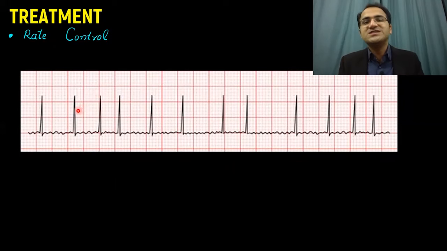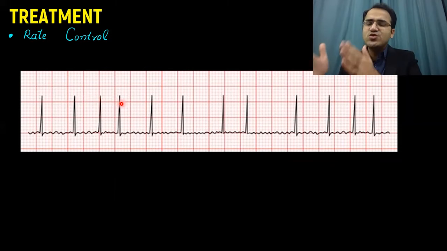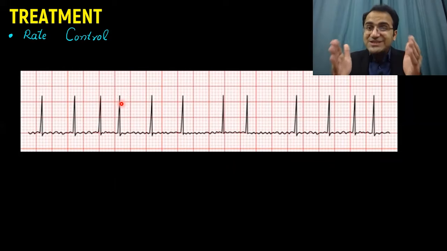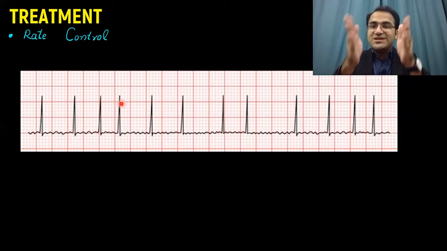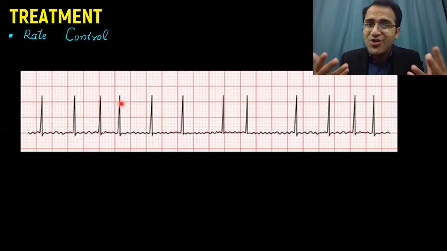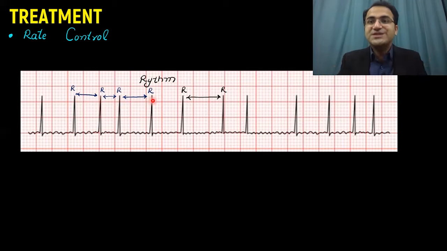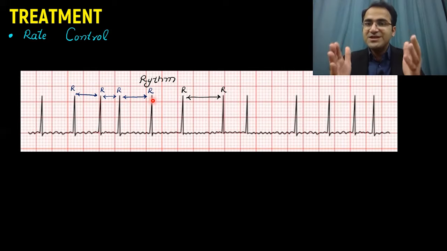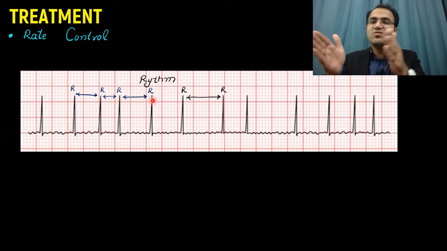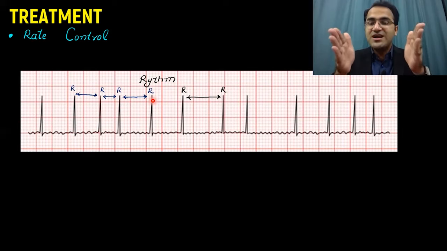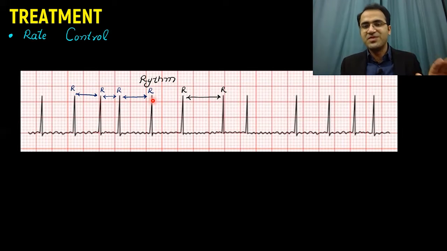What is rhythm and what is rate? The distance between the RR interval, the distance between the QRS complexes, should be equal, as I showed you in a normal ECG. That is called a normal rhythm. But if the distance between the RR intervals is unequal, it is an abnormal rhythm. So the rhythm is determined by the distance between the QRS complexes. If the RR interval is equal, it is a normal rhythm. If it is not equal, it is an abnormal rhythm.